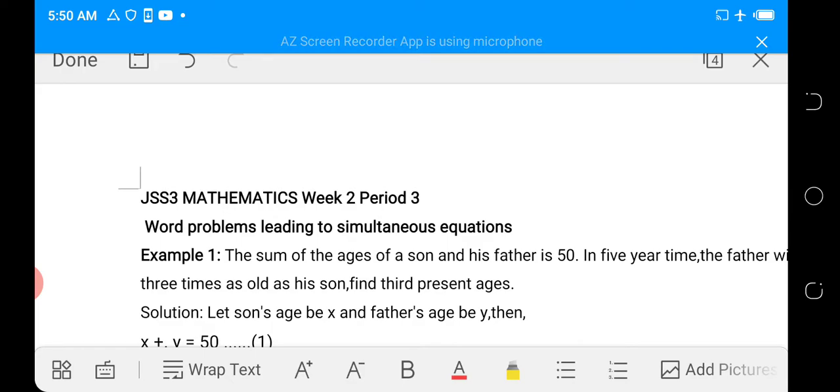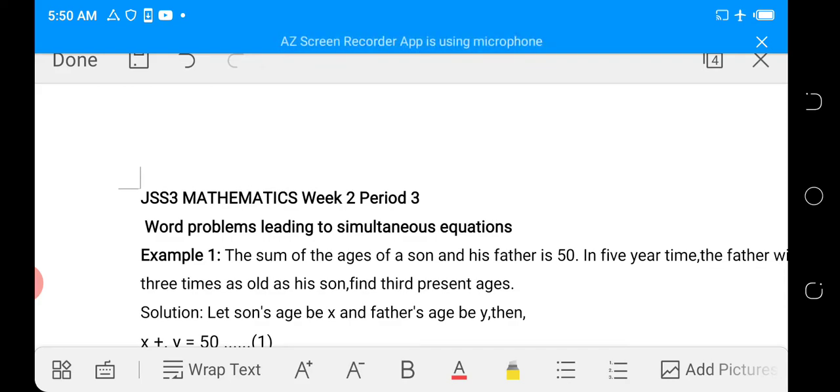In this kind of topic, the questions will be given to you in form of sentences. It is now left to you to convert the sentences into mathematical equations and solve the two equations simultaneously to get the unknowns. You are going to have a clear understanding of this by the time we look at the following examples. Let us start by considering the first example.